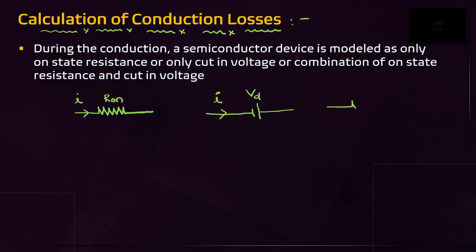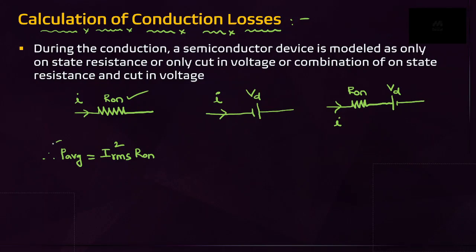It is modeled as both on-state resistance and voltage drop, carrying a current of I. Simply remember, friends, if a device is conducting and is modeled as on-state resistance, how do we calculate the average conduction losses? We have to use the RMS current with respect to resistance. Don't use the average current.